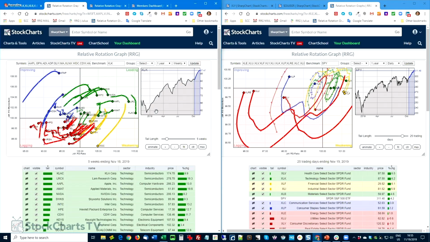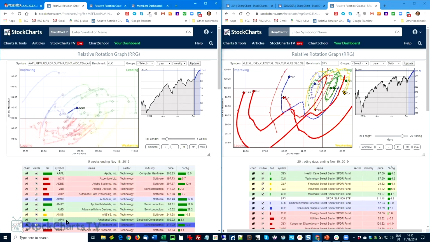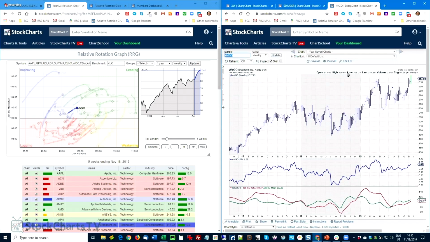Now, we're not going to browse through all of them because that would take too much time, but the one that I really like is Broadcom, AVGO. And remember, we're looking for stuff that still has ample room to move to the right-hand side. Now, bring up that stock on a price chart. That looks nice. It's actually trying to break out above its all-time high.